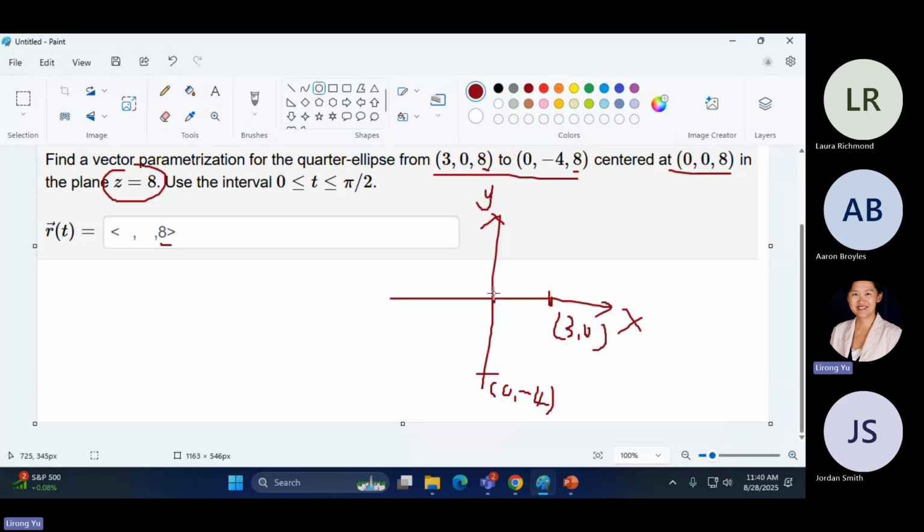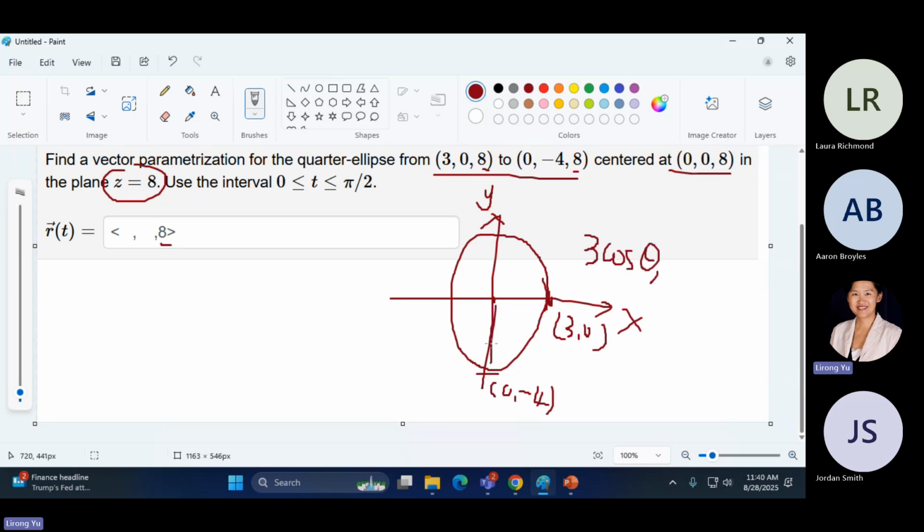We're making a circle. Not a circle, an ellipse. In this ellipse, the x radius, the horizontal radius, is 3. The radius in the y direction is 4. So the way we can create this ellipse is a circle with a different radius in two directions. In this case, the x radius is 3, so you have 3 cosine theta.